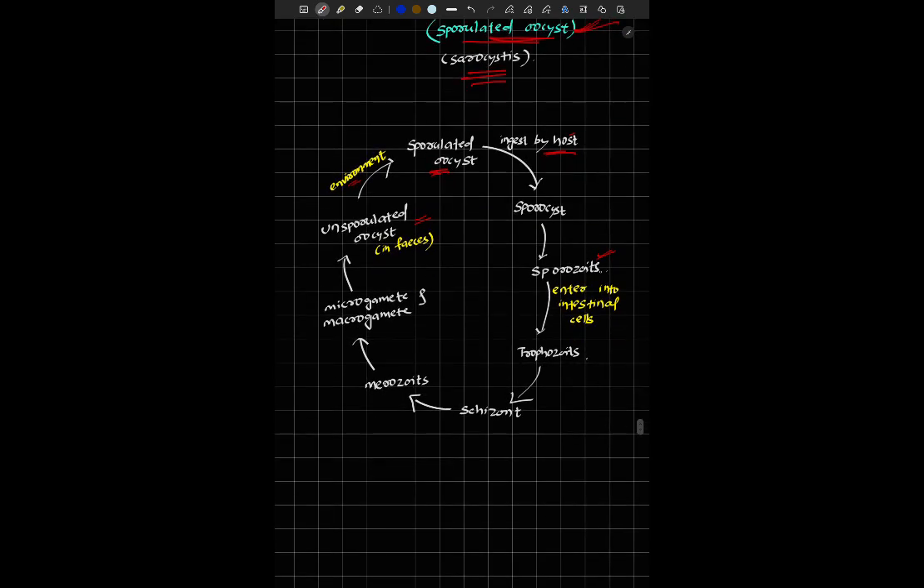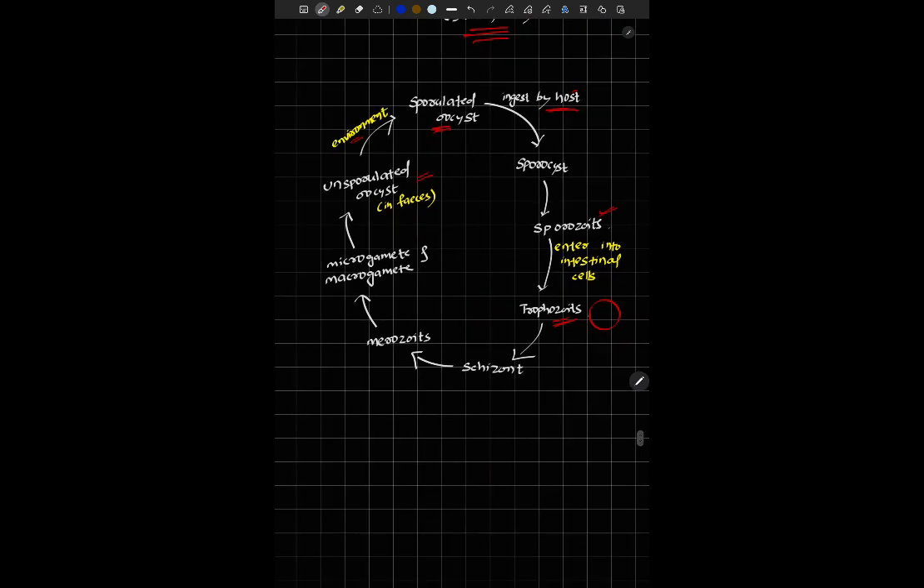These sporozoites will enter into intestinal cells. After entering, they will undergo some development and are called trophozoites. Their size will increase and they will convert into trophozoites. Now these trophozoites will undergo schizogony.